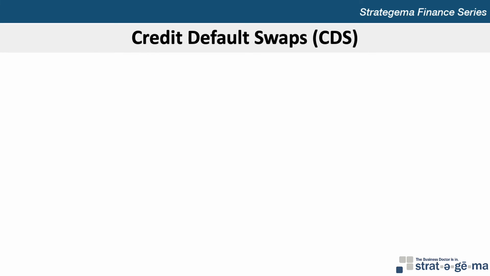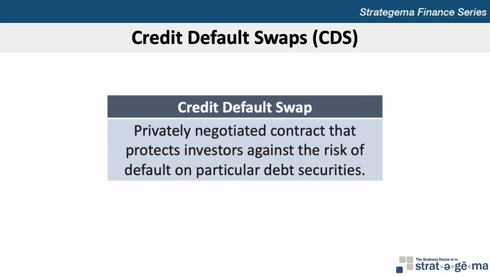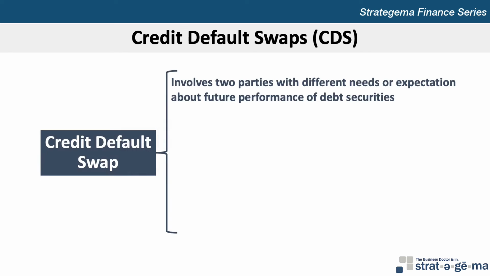Now let's look at credit default swaps. A credit default swap, or CDS, is a privately negotiated contract that protects investors against the risk of default on particular debt securities. The main participants in the CDS market are commercial banks, insurance companies, hedge funds, and securities firms. The swap involves two parties that have different needs or expectations about the future performance of particular debt securities.